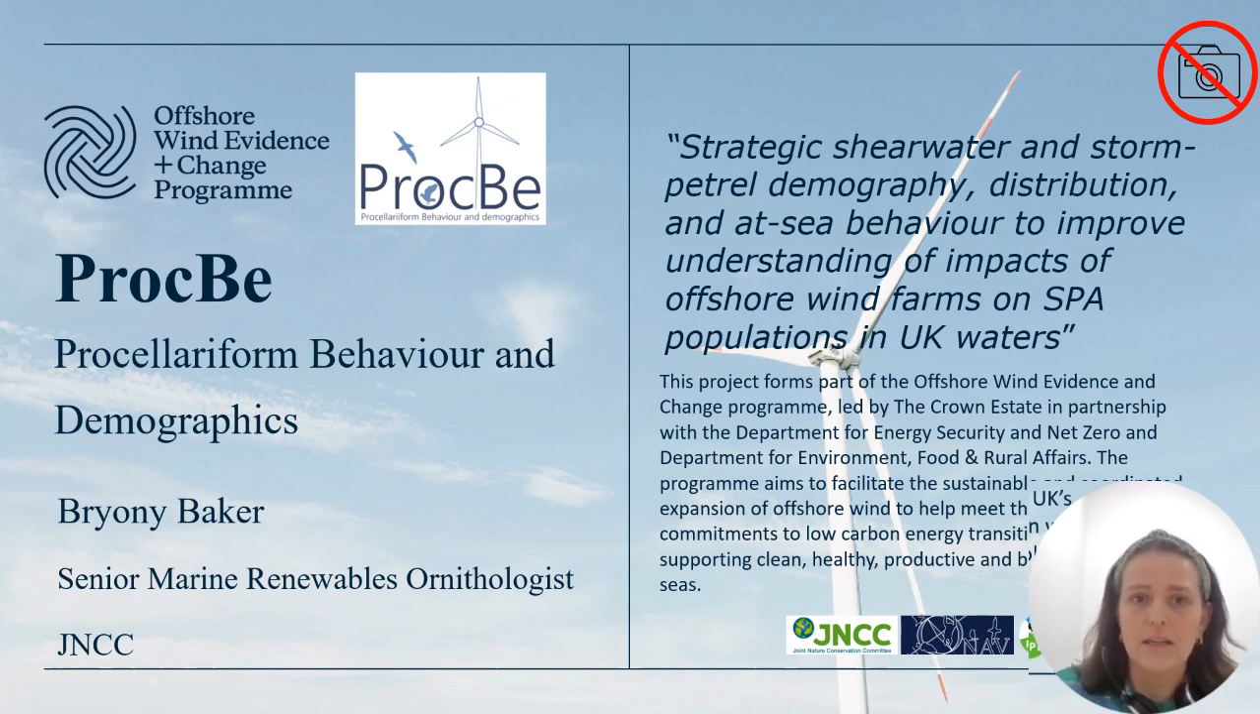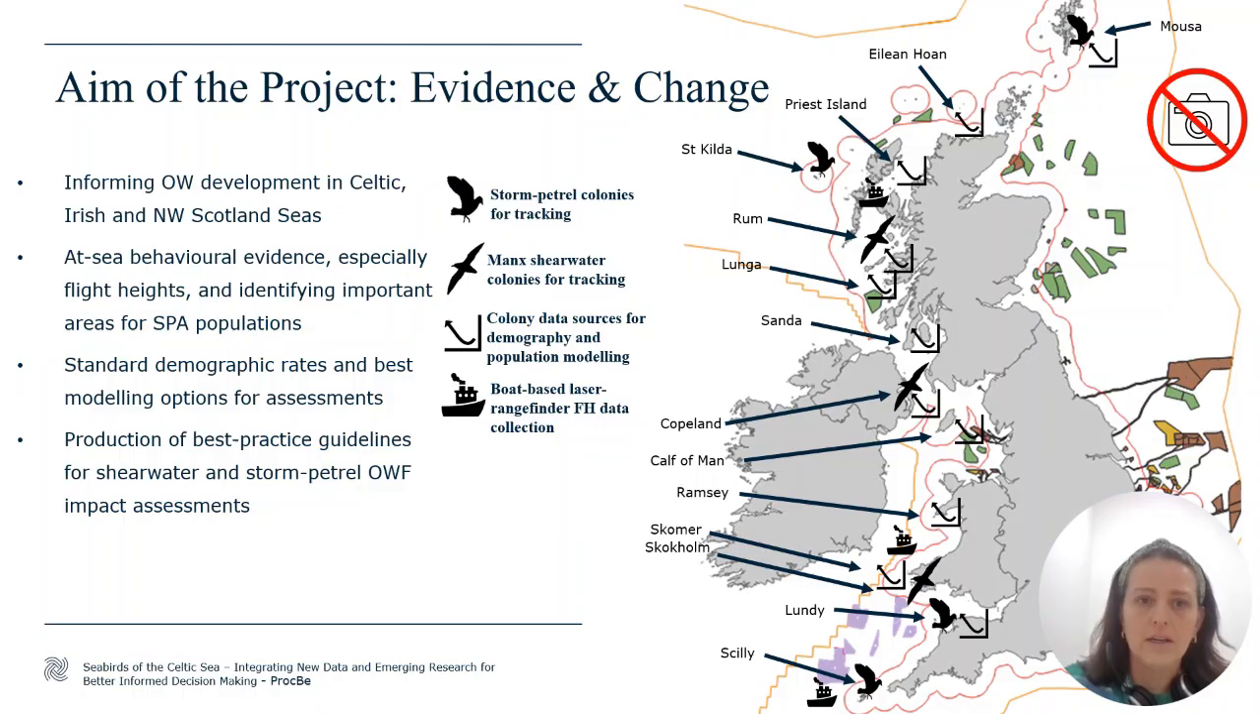I've only got 7 minutes, so if you'd like some more information, all of the outputs from the project that are currently available will be on the Marine Data Exchange, so feel free to go there to look at our annual report, from which all of today's graphs and things have been taken. So the purpose of the project is to inform offshore wind development in the Celtic, Irish and Northwest Scottish seas. The aim is to reduce uncertainty of the effects of offshore wind on Manx shearwaters and storm petrels.